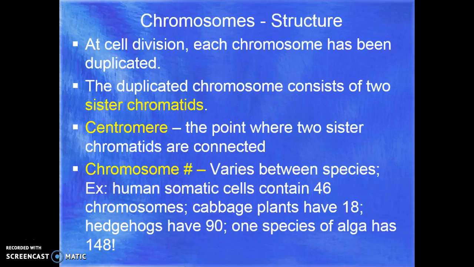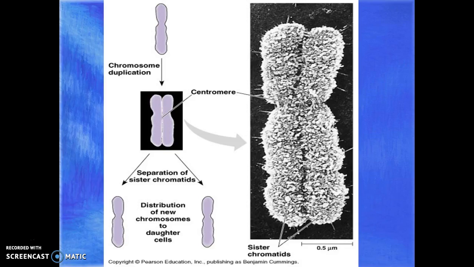Now the chromosome number is going to vary between species. Again, a human somatic cell is a body cell. So it's every cell in your body except for your sex cells, which would be the egg and the sperm. But all other cells in the human body contain 46 chromosomes. In a cabbage plant, they have 18. Hedgehogs have 90. One species of algae has 148, which is ridiculous. A long time ago, we used to think the chromosome number reflects the complexity of the organism. Obviously, we don't see that now, as comparing one species of algae with 148 to our 46.